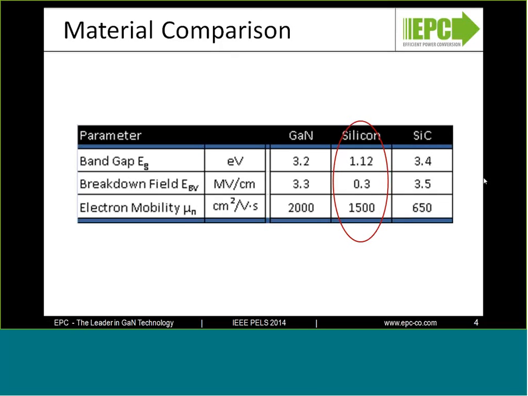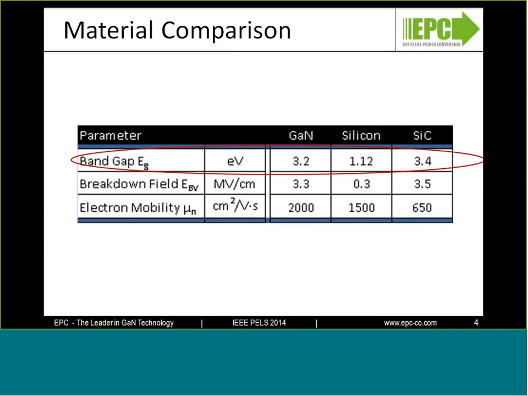We'll look at the breakdown electric field. That's the amount of energy it takes to pull one of the electrons off the bond, and it's very closely related to the band gap energy. And then finally, the electron mobility. And that's how easily the electrons can move through the crystal, how sticky they are as they scoot around inside the silicon. And let's compare these with gallium nitride and silicon carbide.